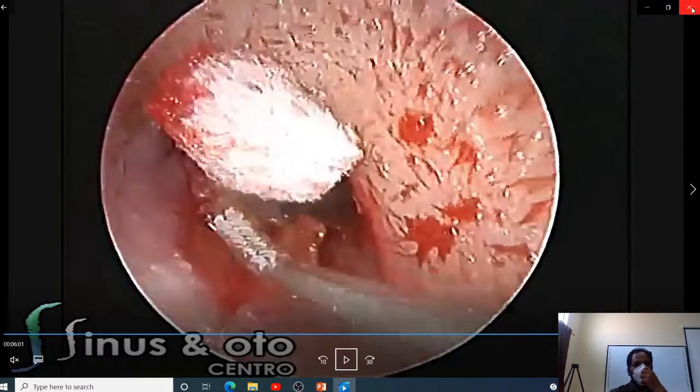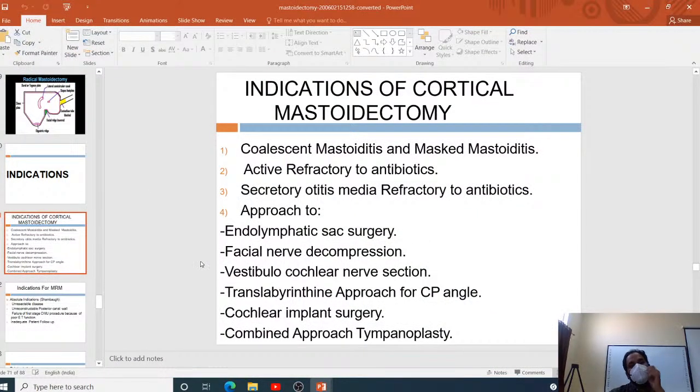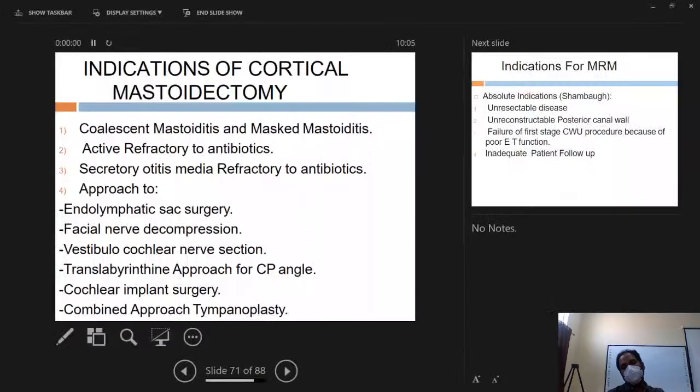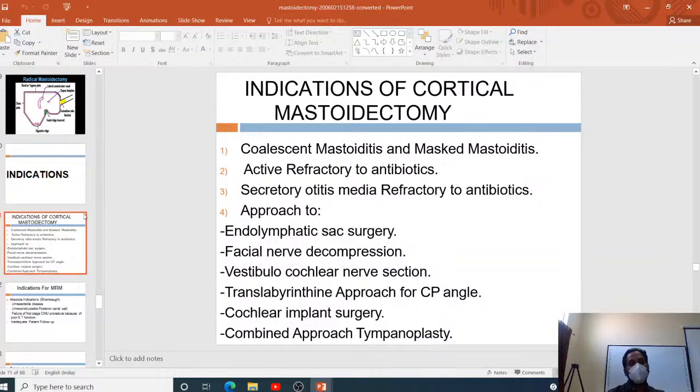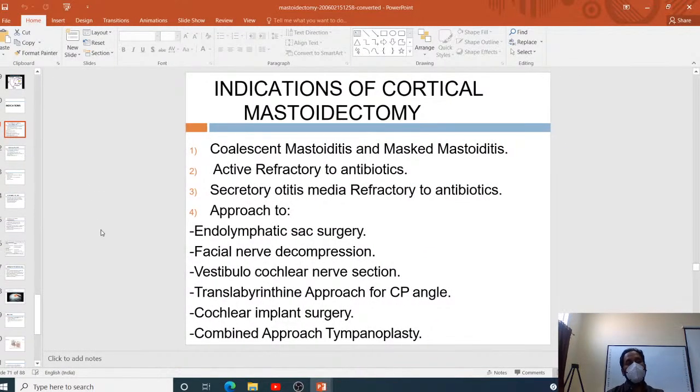So this is about temporal tympanoplasty surgery. And the next surgery, the most important one for you, is the mastoidectomy. So when the patients with this mastoidectomy... mastoidectomy is the surgery which is performed for chronic mastoid disease.